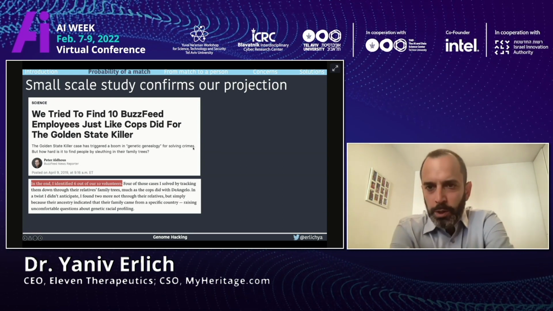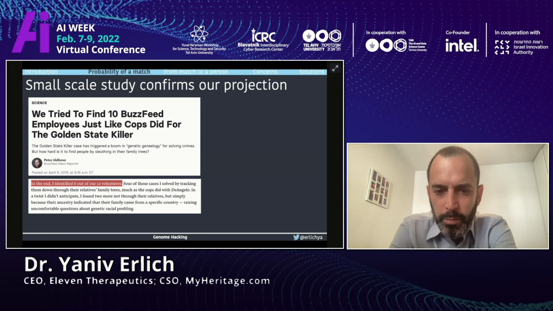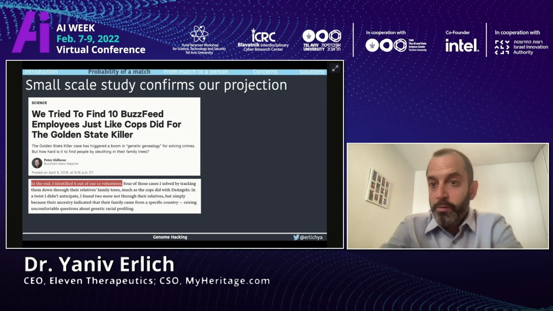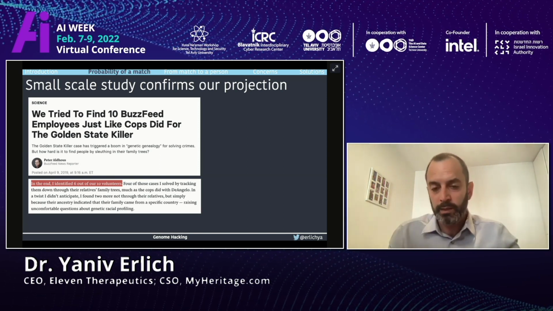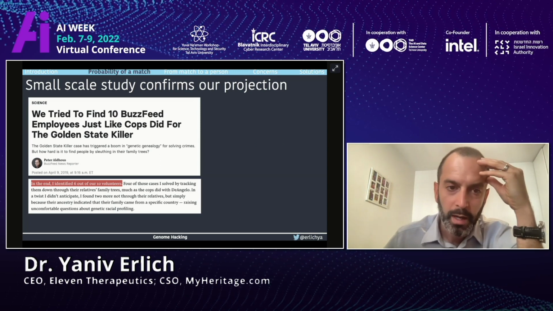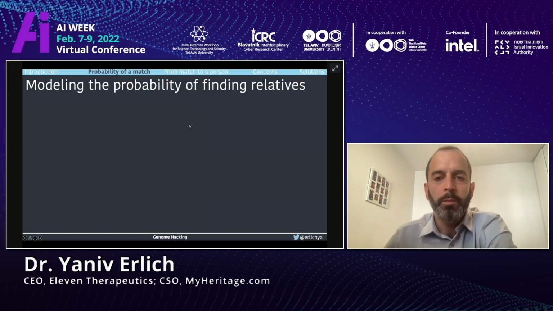Okay, so now the question is, we conducted a study in 2018, but these databases keep growing. The question is, what is the probability to find a relative for any given database? Can we do an analytical prediction? We collaborated with Shai Karmi from the Hebrew University, and we developed a model.